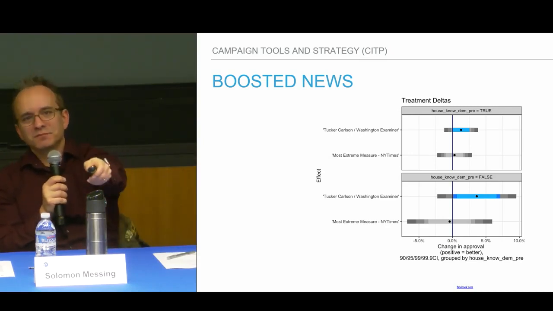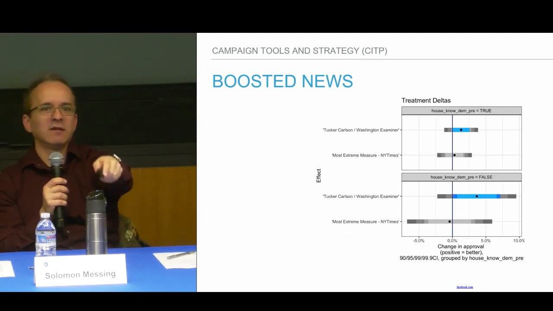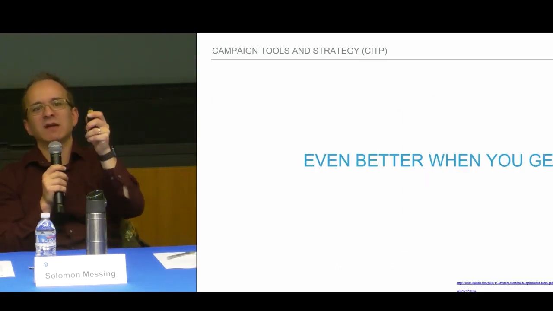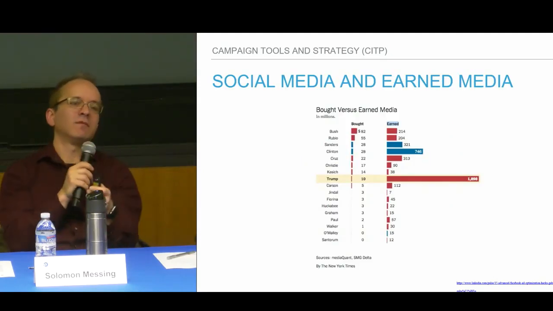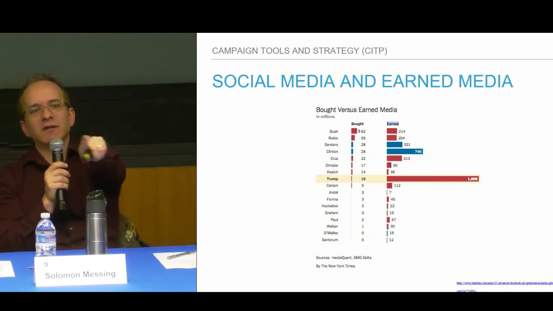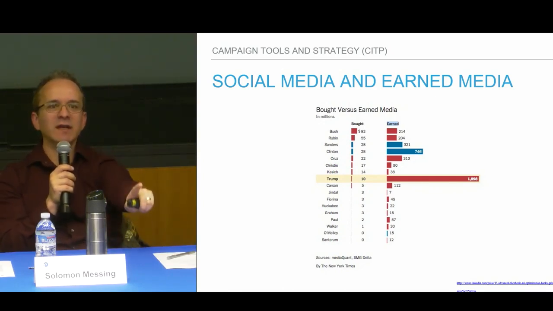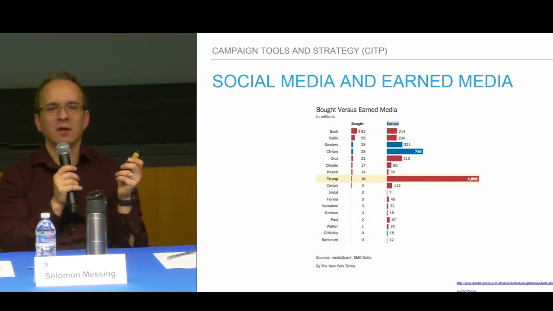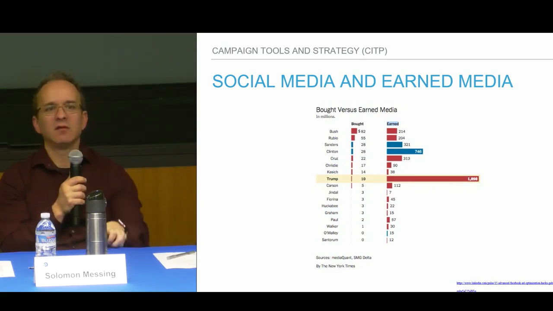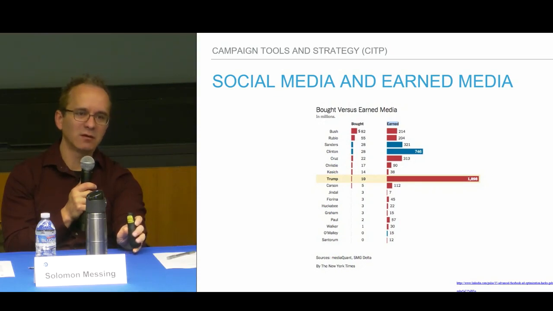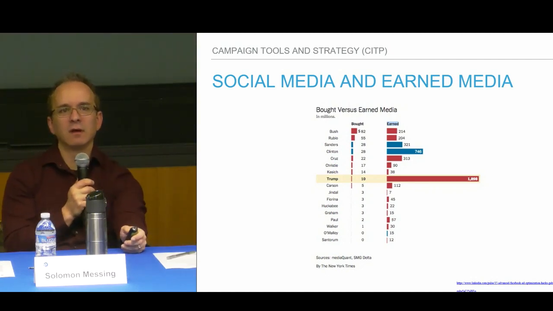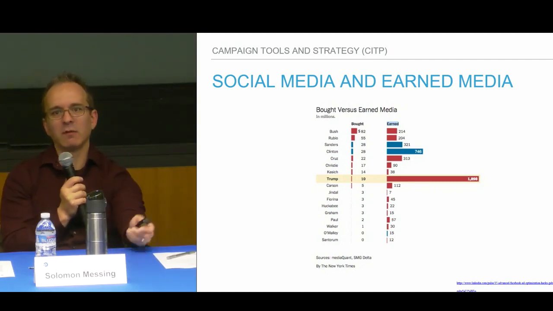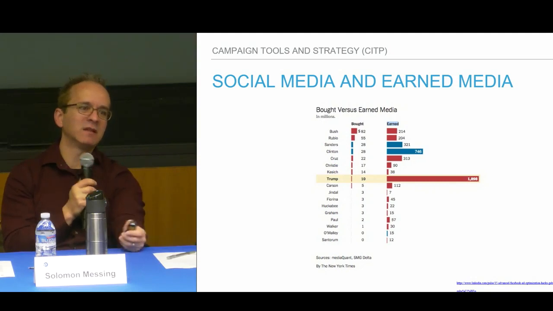Anyway, the point is that I'm going to skip over the example because we need to save time here. The point that I want to make is that earned media is just increasing in importance, or at least in terms of the prominence of it. The media covers candidates, and in particular, Trump has been very good at getting earned media. That's the giant bar over there, far better than Clinton, and this has probably helped him at least in the primary, right?